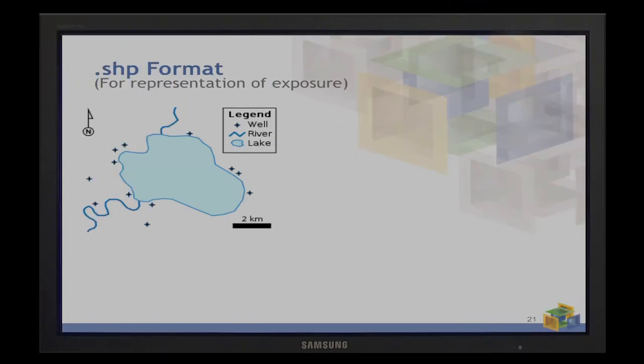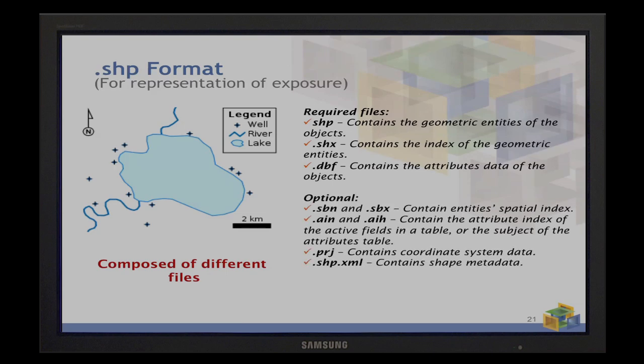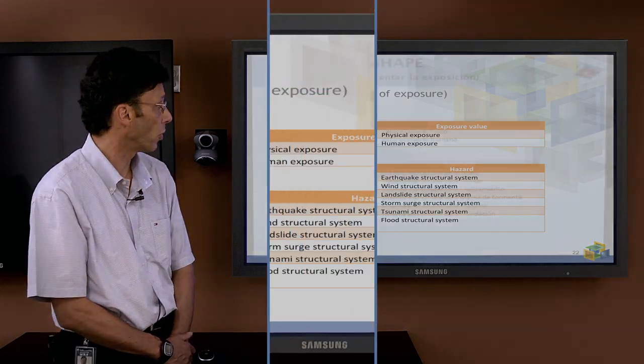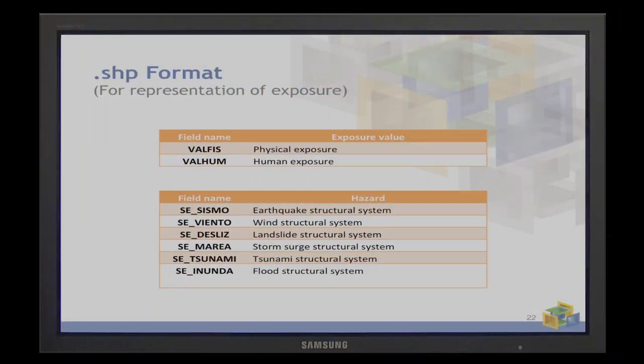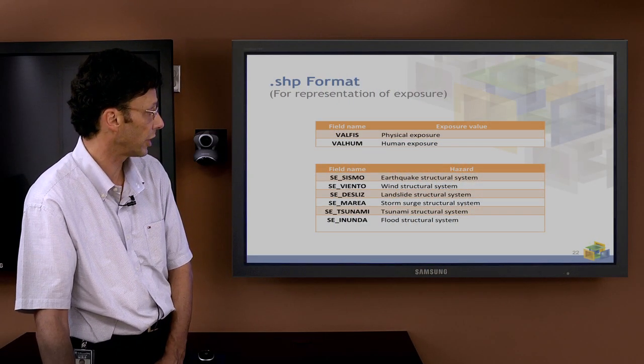Dot shape formats receive data as dots, lines, and polygons for representation of different exposure components. They include variables such as physical exposure and human exposure, and must therefore include the vulnerability functions associated with each component, translated into additional fields which represent the structural system for each hazard defined. These files define each vulnerability function for each type of hazard.